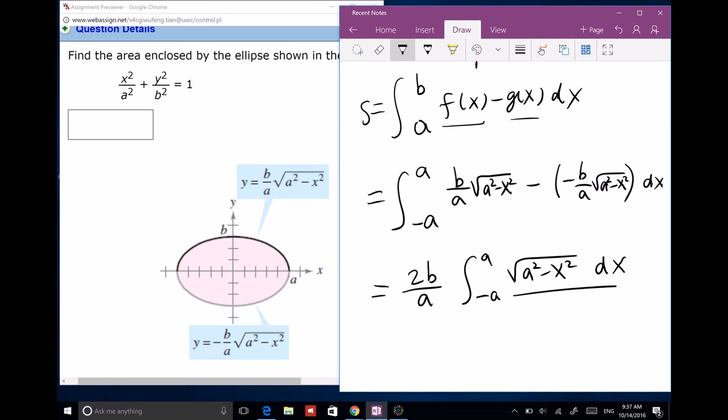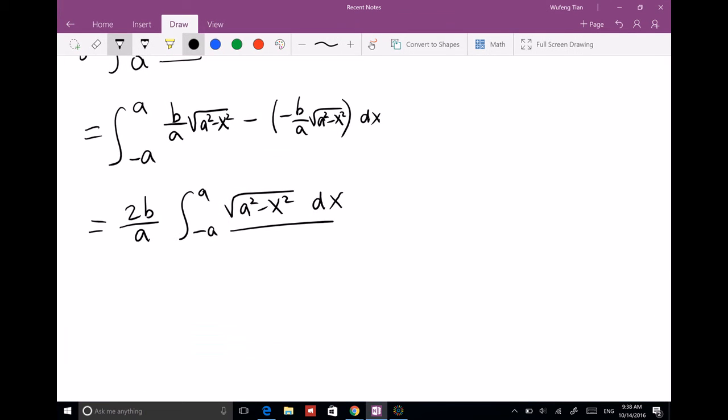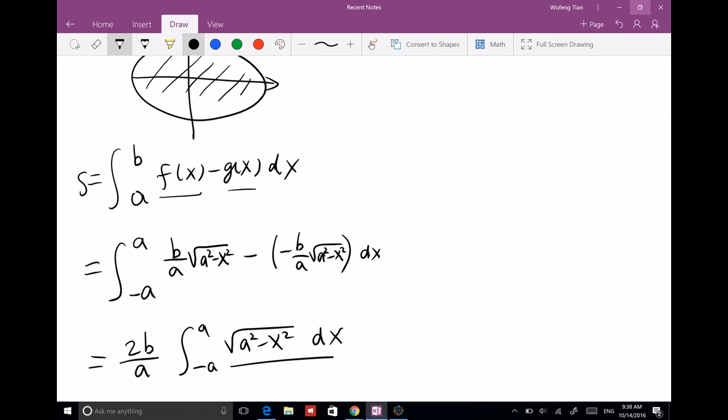So if you have the formula, it'll be much easier. If you don't have the formula, you still can figure it out, I think. Okay. 2b over a, what you need to do, let me make it bigger. Then you can copy that. Okay. So now our question is to find out what this is. Okay. So if you don't memorize the formula, just let x equals a sine theta. It does make sense, right? And then I have dx equals a cosine theta d theta.